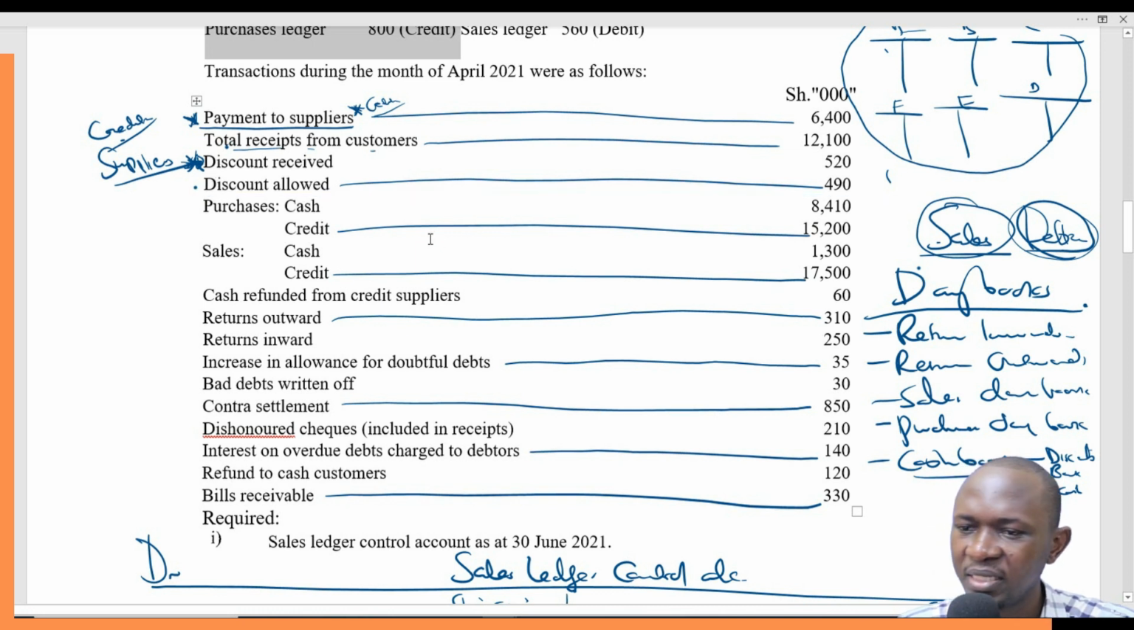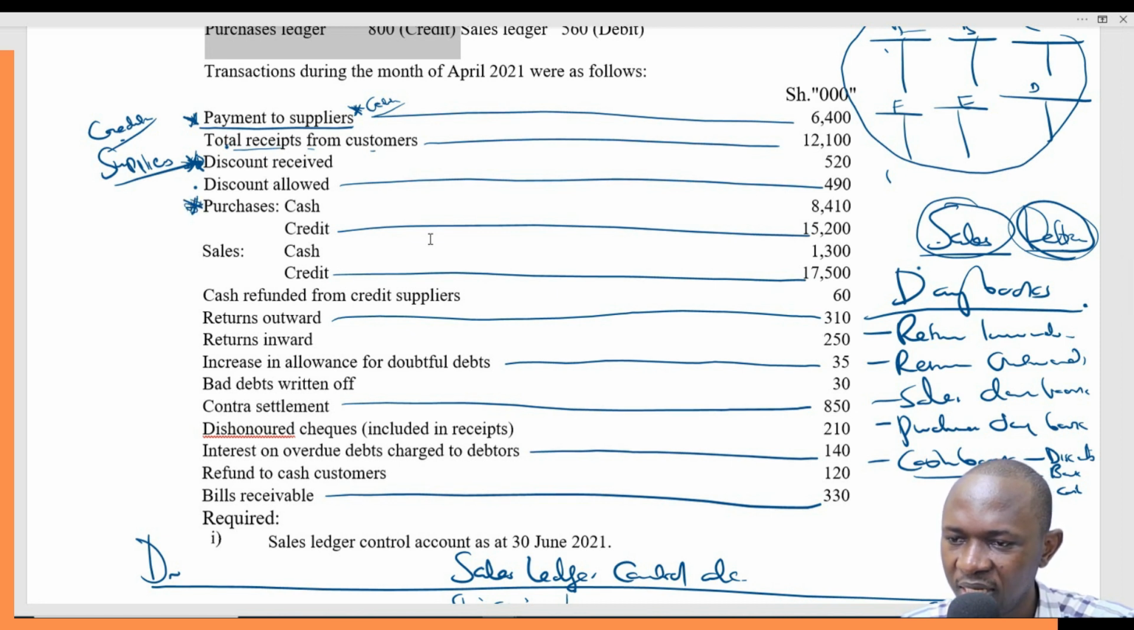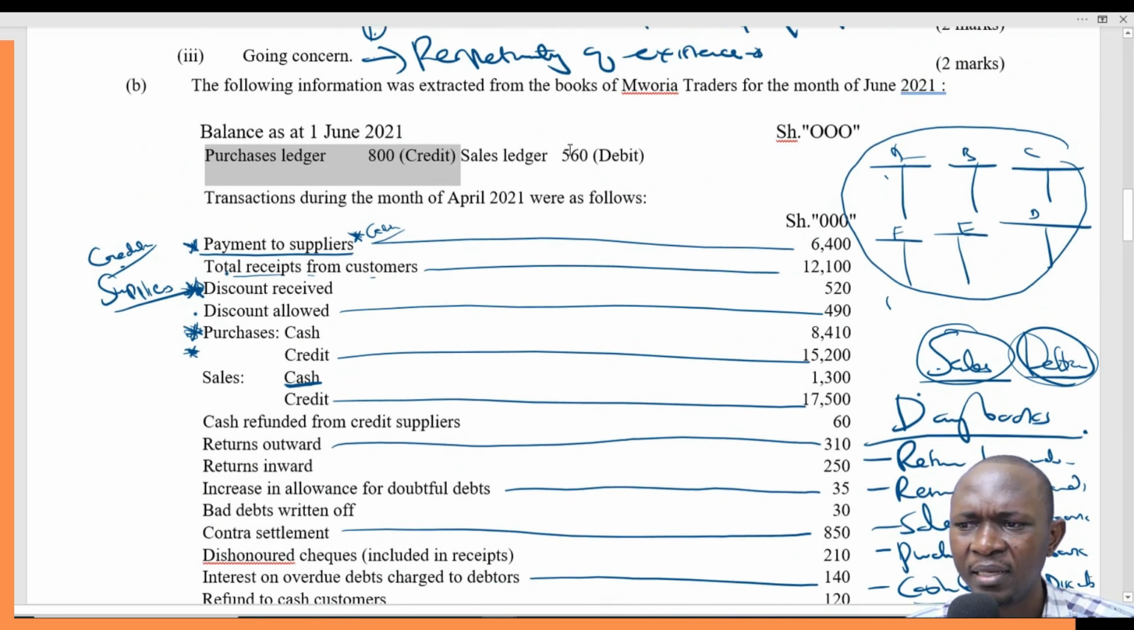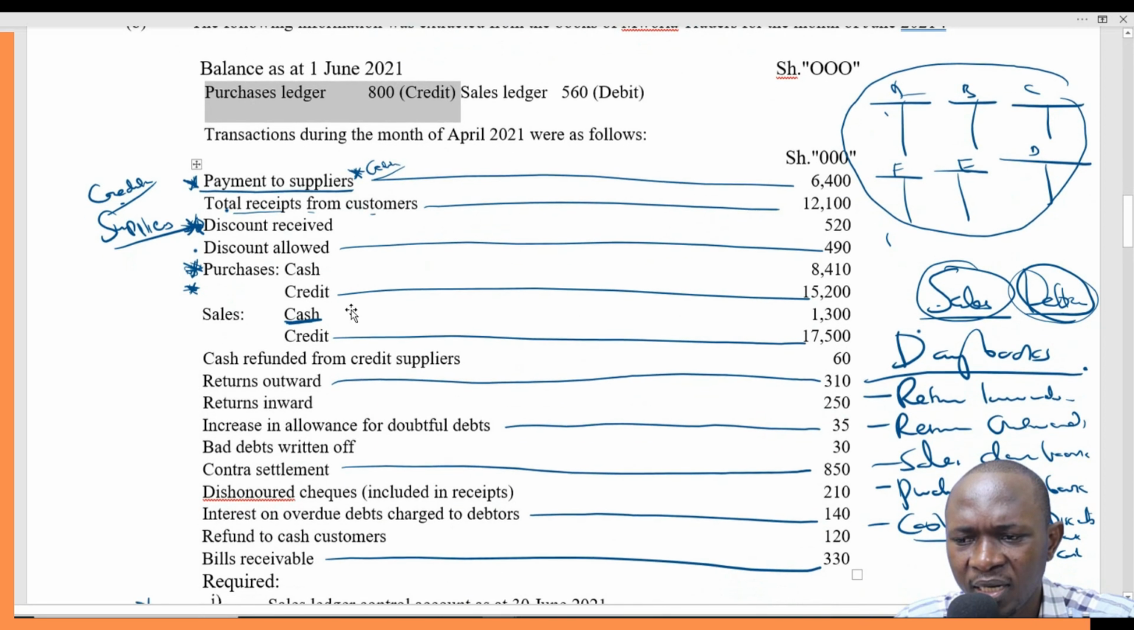purchases. Cash purchases. We don't have anything to do with cash purchases for now. Let's concentrate on sales. Credit purchases, this one we leave out. Cash sales. Now, cash sales, you can see we have sold in cash. So if we've sold in cash, does it have any place in the sales ledger? No, because the sales ledger only records what? Credit sales that have been made on credit. So cash sales, leave it out.